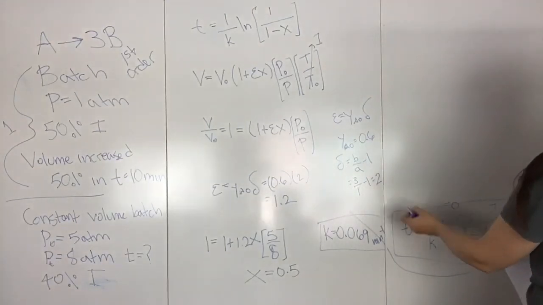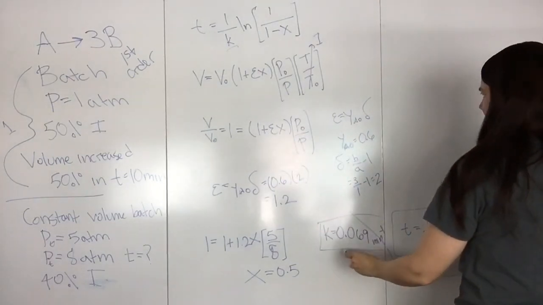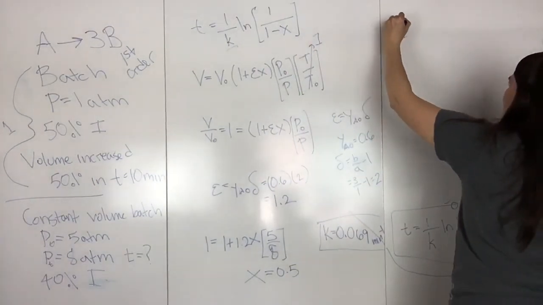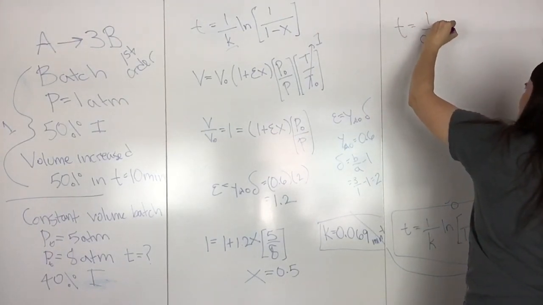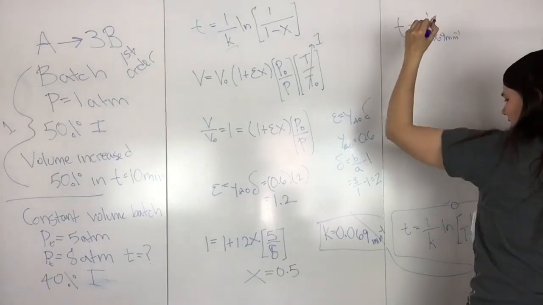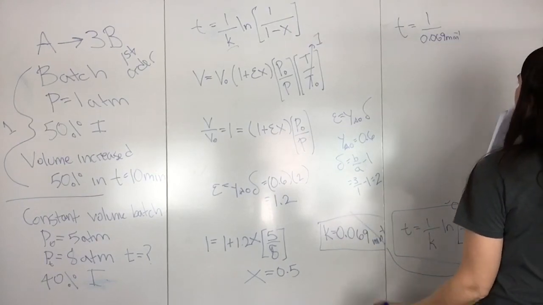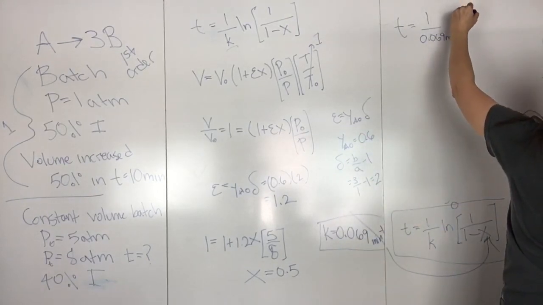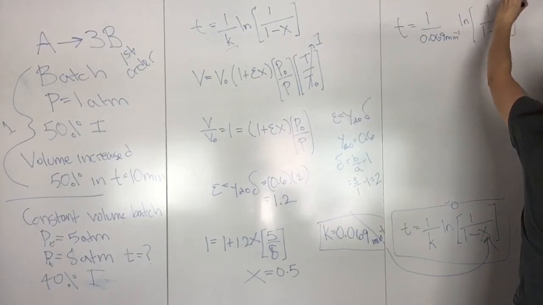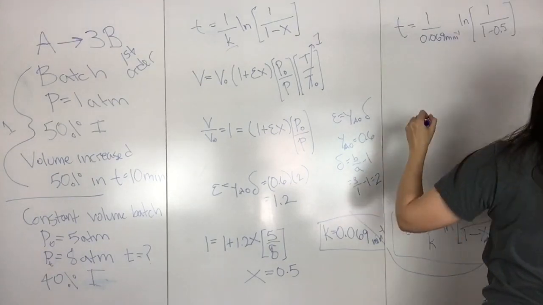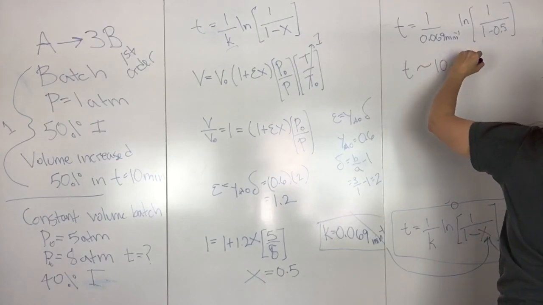So then we can just plug everything back in here and solve for time. We know K was this. We know X, so T equals 1 over 0.069 minute to the minus 1, natural log 1 over 1 minus 0.5. And so then solving that, we get that T is approximately 10 minutes.